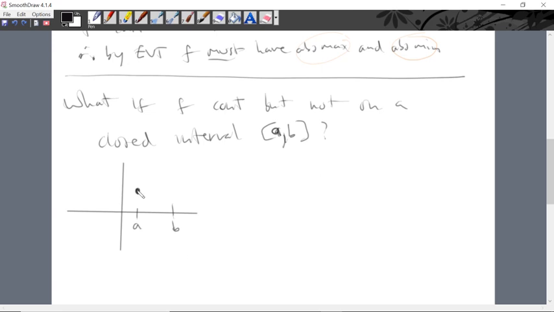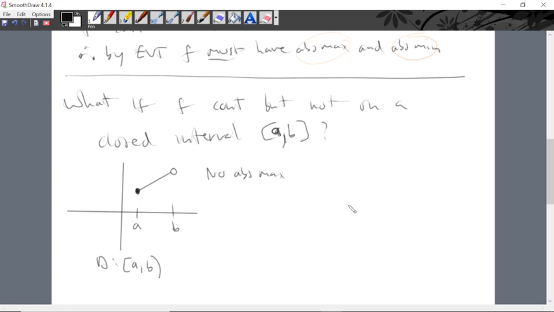So now let's say that this is a closed point, but this is an open point. In other words, now we have the domain from A to B, but it's open at B. If we try to construct a function that is still continuous here, but it doesn't exist at B, then what is the consequence? Notice there is no absolute maximum for this function.